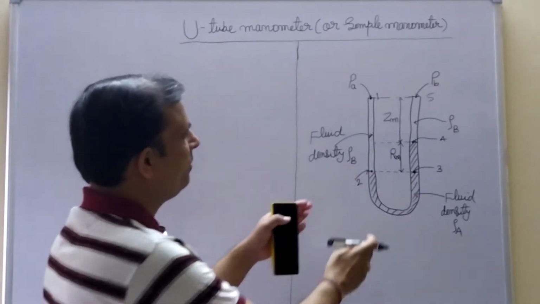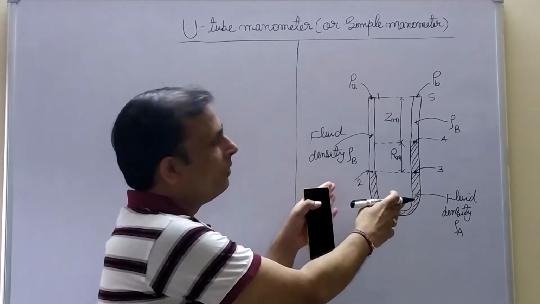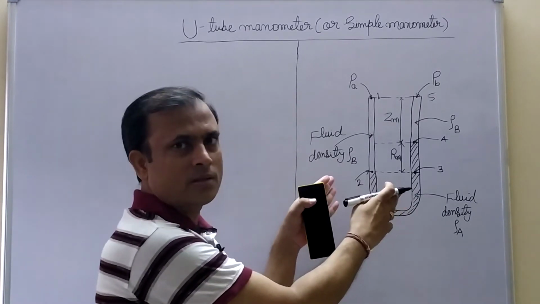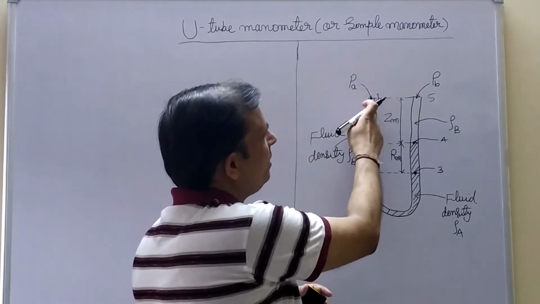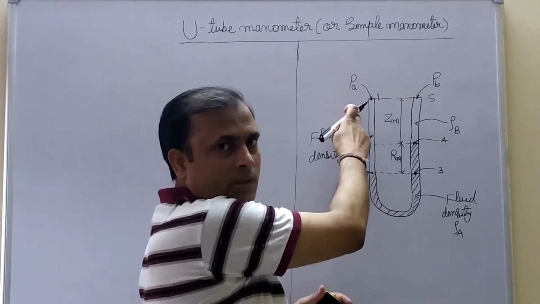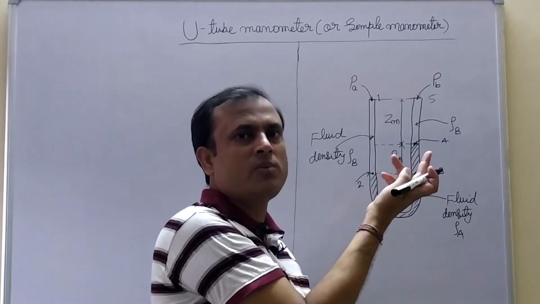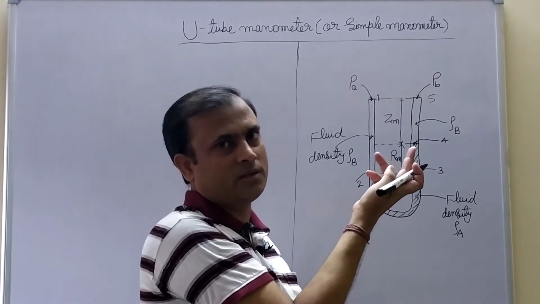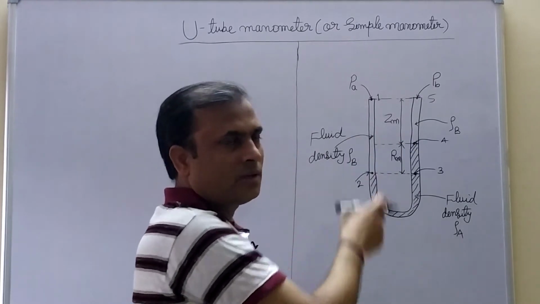Suppose we have this manometer. This manometer will measure the pressure difference around a pipe where it is installed. Suppose this leg of the manometer is connected with the pipe, and this leg of the manometer is connected with the venturimeter or orifice meter. So it can find the pressure difference.